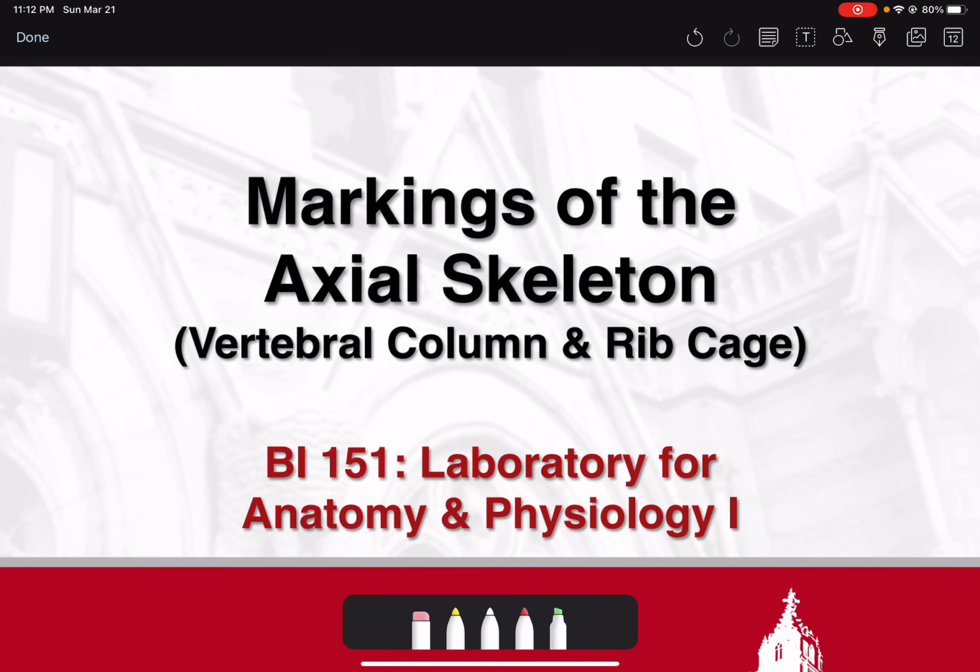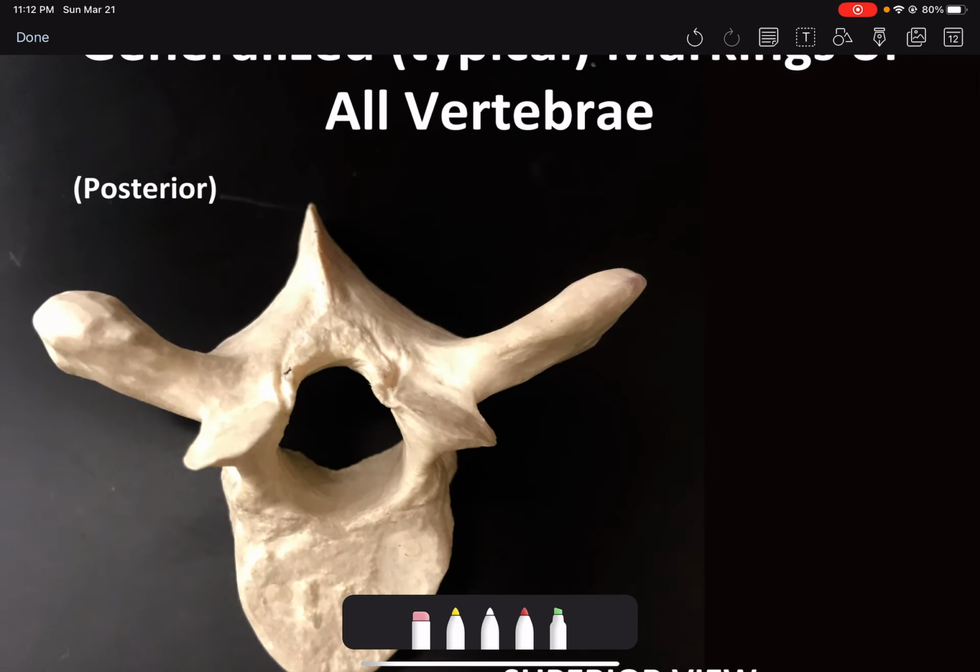Hi everybody, so this is a video that pertains to the last part of the axial skeleton, which includes the vertebral column and the rib cage. So the first part of this video is going to go over the vertebrae, and then we'll go on to the rib cage. So these first slides that cover the vertebrae pertain to bony markings that are common to all of your vertebrae, all the vertebrae of your vertebral column.